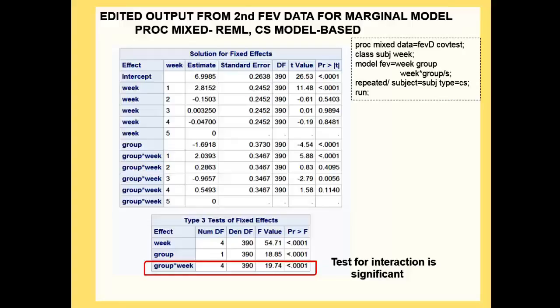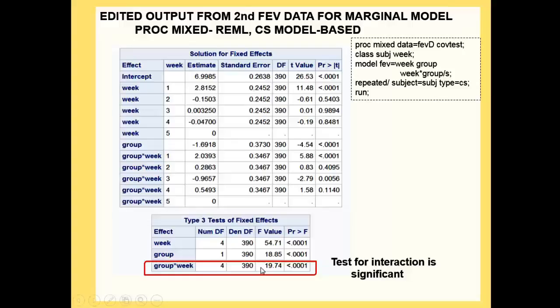What's it testing? Whether there's significant interaction. It's testing whether the 4 variables for group times week, those 4 variables taken collectively, are significantly different. Whether delta 6 equals delta 7 equals delta 8 equals delta 9 equals 0. That's what's being tested.